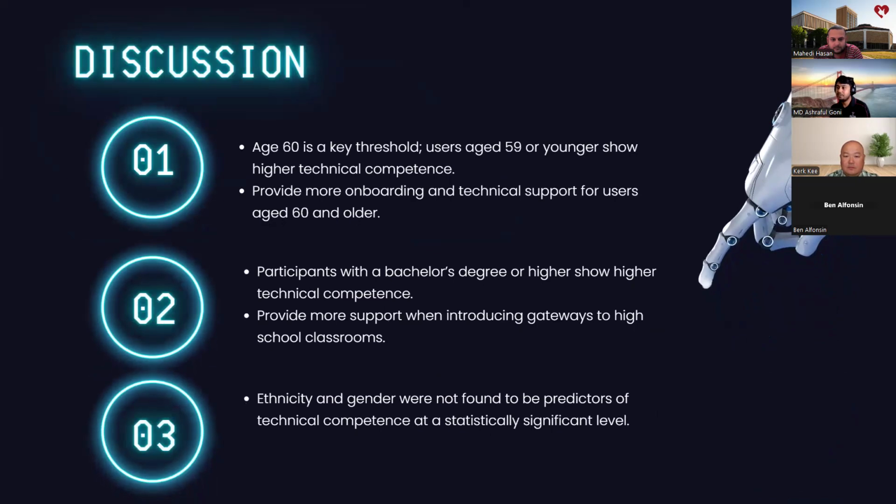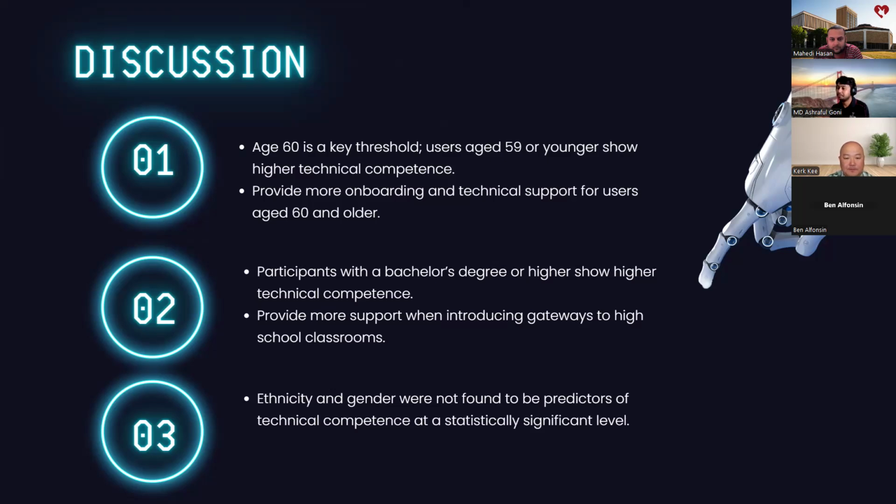So in the discussion, if I summarize our paper into three major takeaways: number one would be age 60 is a key threshold. Users age 59 or younger show higher technical competence. Provide more onboarding and technical support for users age 60 and older. So if your gateway is working with people who are 60 years or older, you might think more about the users who have crossed the bar of 60 years.